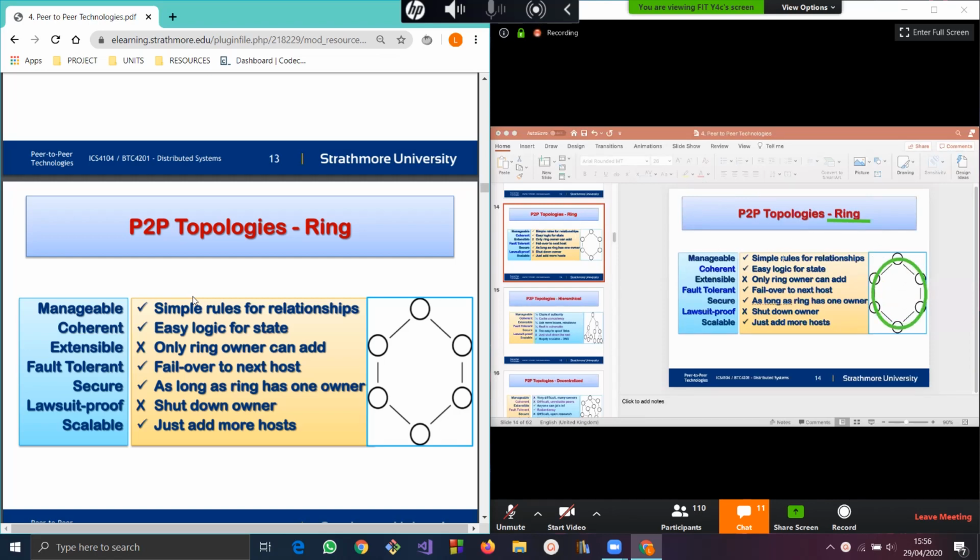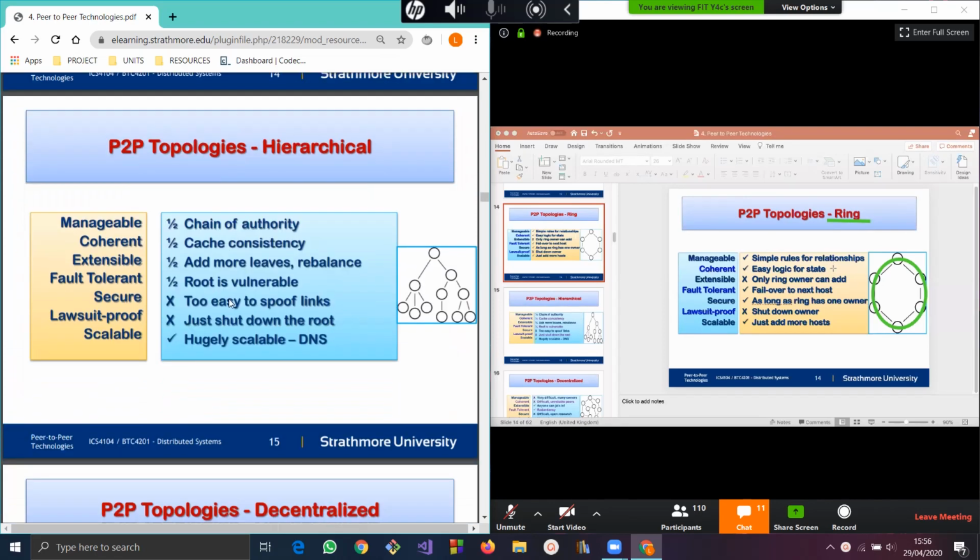Manageable, yeah, single rules of relationships, because they're in a ring. Coherent, yes, easy logic to state because they're connected on that particular ring. So they have certain protocols that are understandable. Extensible, only one ring owner can add. Fault tolerant, fail over to the next.